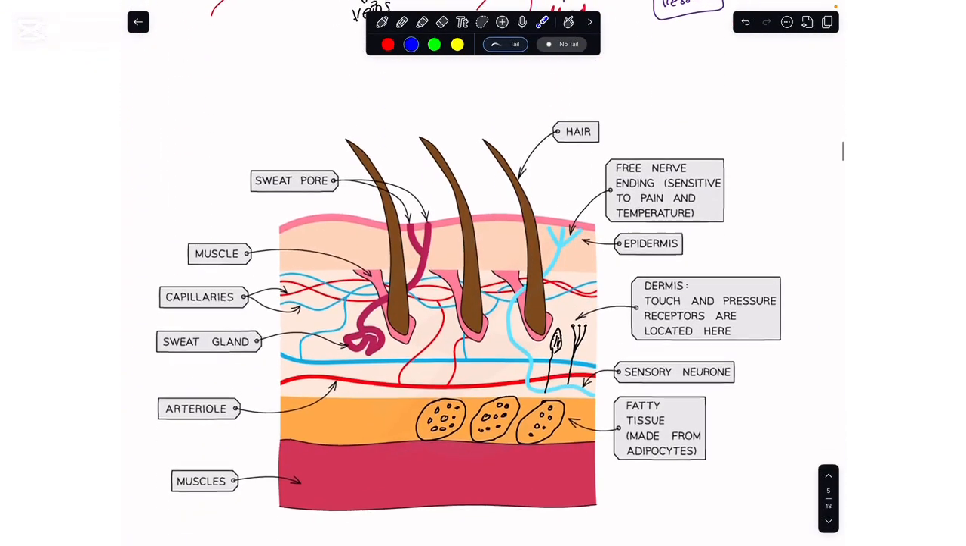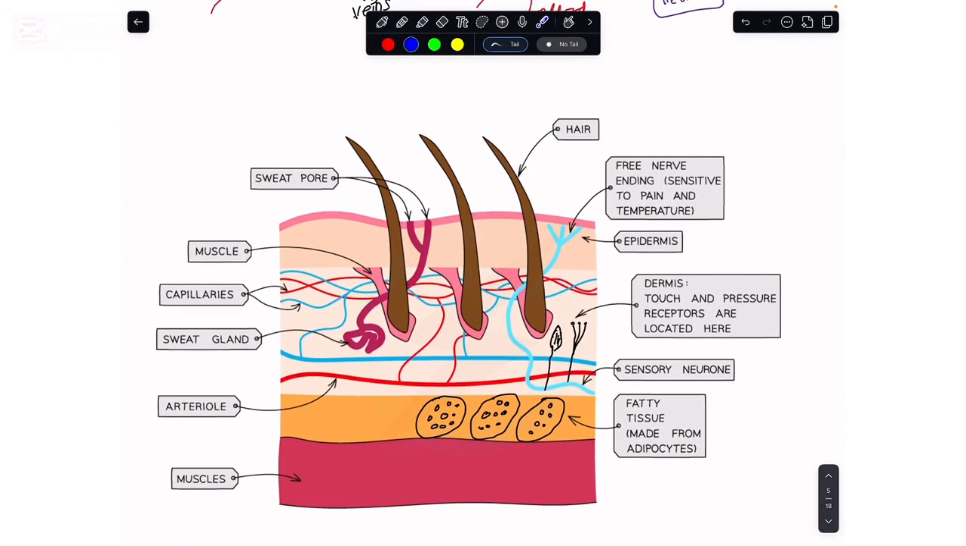And if I were to show you this neat diagram, again you could see that here we have this arteriole, and out of the arterioles the blood capillaries are emerging. Here we have the sweat gland, here is this sweat duct, and at the top are the sweat pores. And here we have this hair, and along with the hair we have the presence of this muscle, and this would be the hair erector muscle.